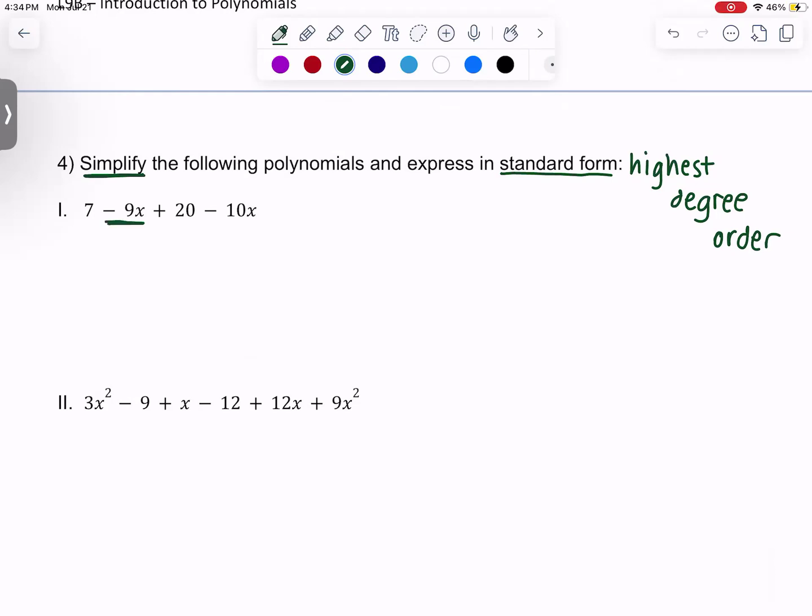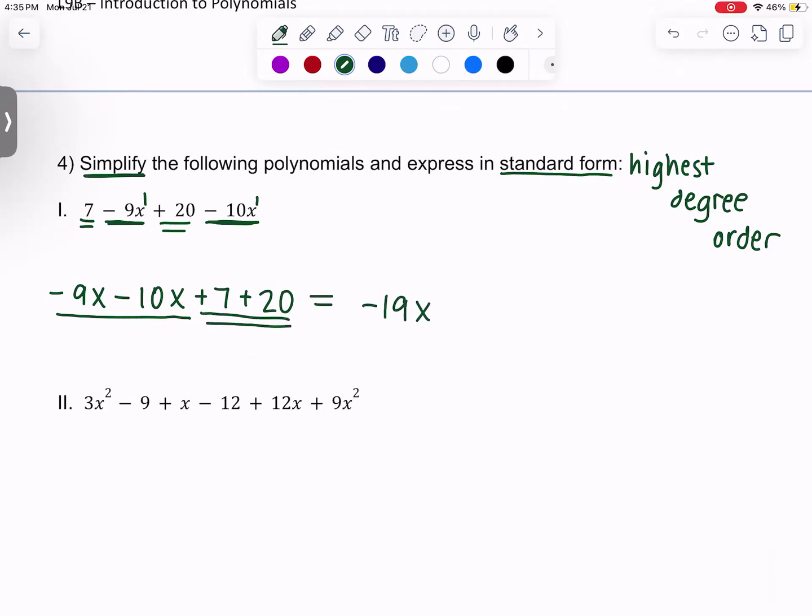The -9x and -10x will go in front. They have a degree of 1. And then the constants, 7 plus 20, will go behind them. So let's write it. -9x minus 10x plus 7 plus 20. Underline -9x minus 10x once. Underline 7 plus 20 twice. Get -19x plus 27.